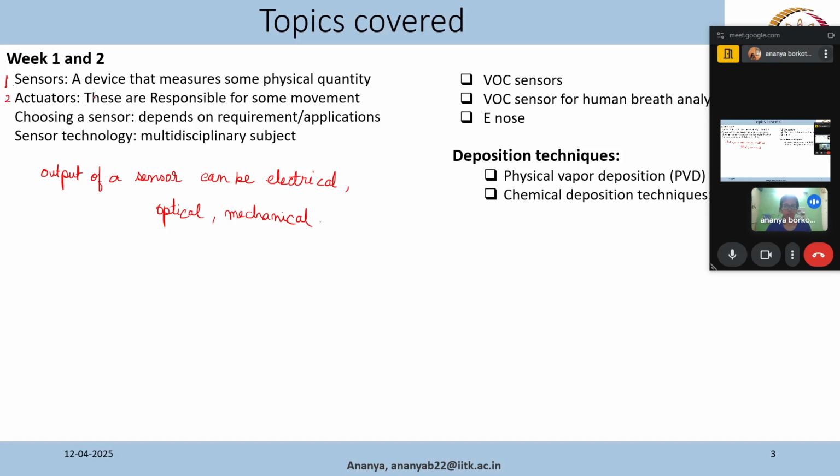The next definition that we learned is actuators. These are responsible for some movement in the system, or in some parts of the system. An example of an actuator can be a valve that will open or close, and then there can be stepper motors and other things that can move something from one place to another. We have also learned about the basic block diagram of a sensor system. We will have a sensor, then there will be some decision making unit, and there will be actuators.